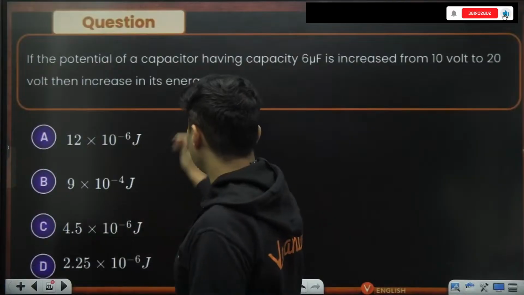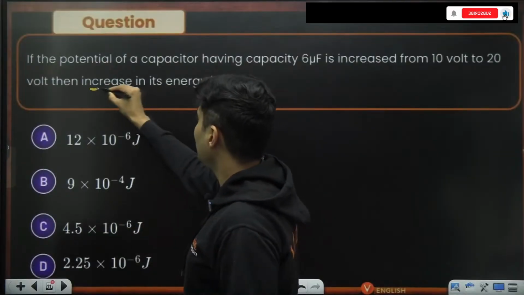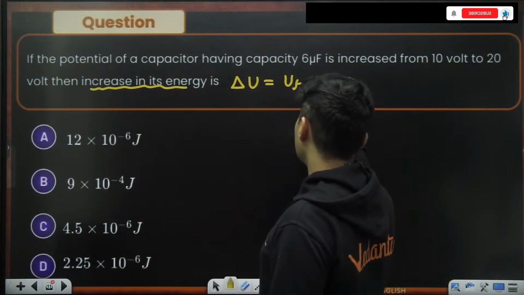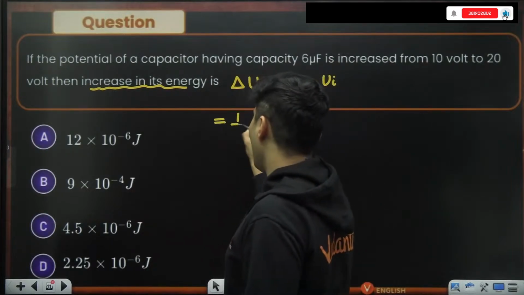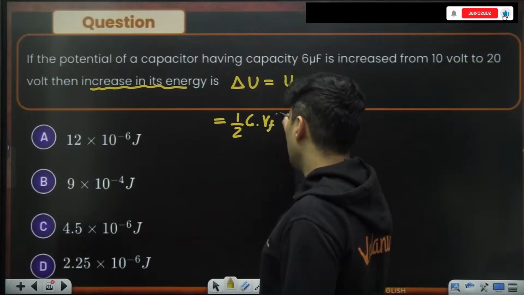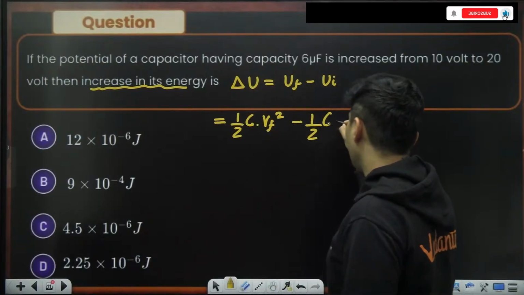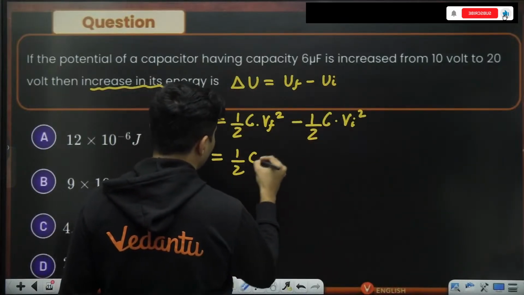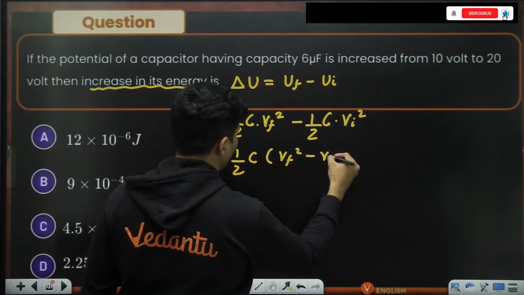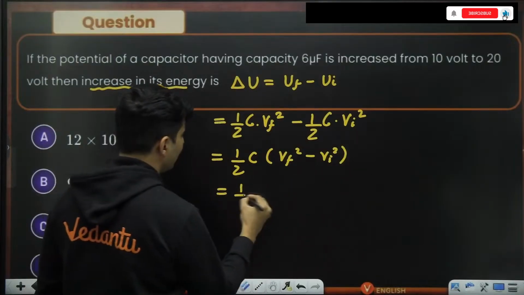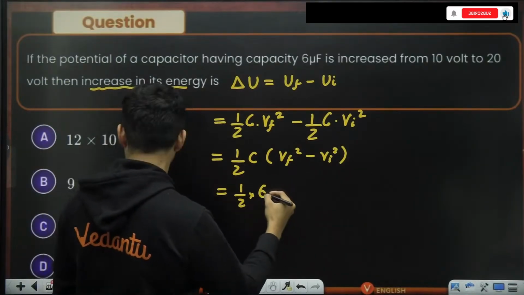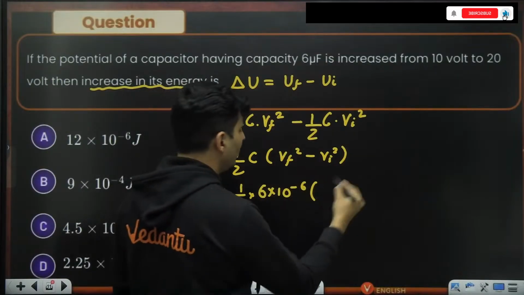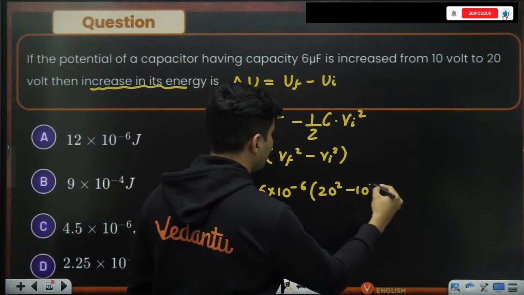So let's use half CV square. They have asked what is the increase of the energy. That means delta U. That means final minus initial energy. Final energy will be half, capacitance is same, final voltage square minus half capacitance, initial voltage square. So half C is basically common, and we have final voltage square minus initial voltage square. So capacitance, how much is it? It is 6 micro. So 6 into 10 to the power minus 6. Voltage square, so 10 to 20. So 20 square minus 10 square.